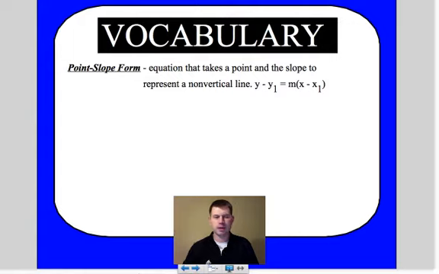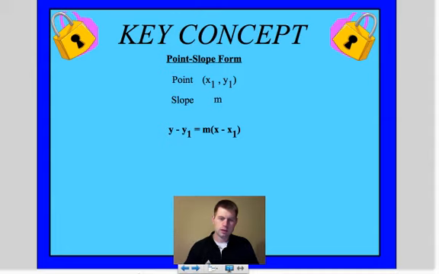The point-slope form is the equation that takes the point and the slope to represent a non-vertical line. And that is y minus y1 equals m times x minus x1. So we're going to see this again right here, so it's in your vocab as well.